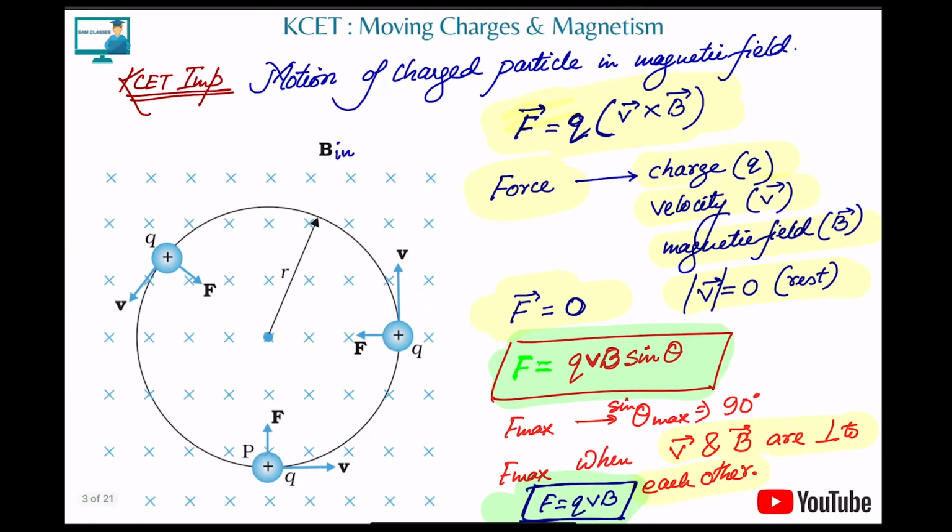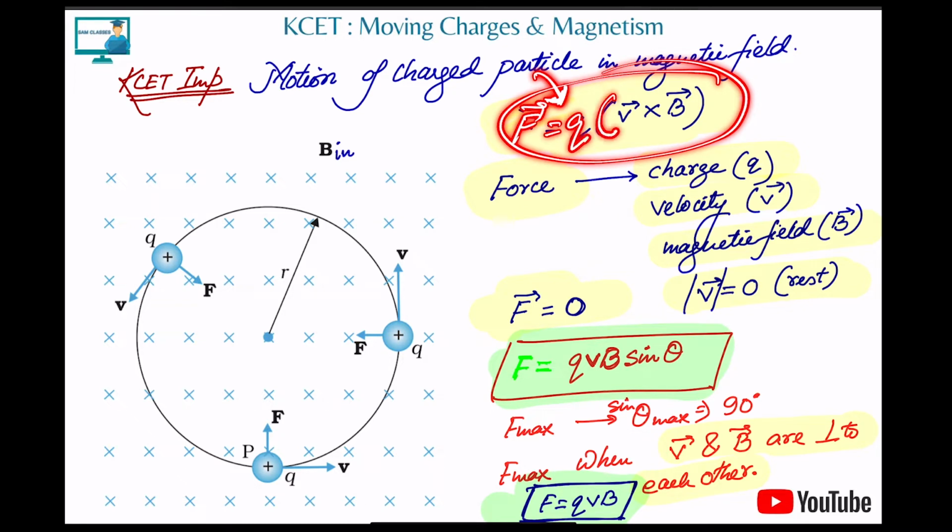Now let's see the first and most important concept in this chapter: motion of a charged particle in a magnetic field. Let's say you have a charged particle q kept in a magnetic field. Here the cross shows that the magnetic field is going inside. The force which acts on the charged particle is given by F equals charge, whatever the charge is, into velocity cross magnetic field. So F = q(v × B).